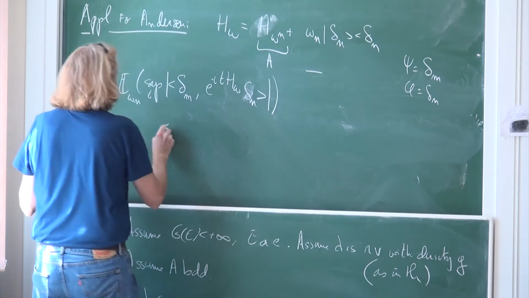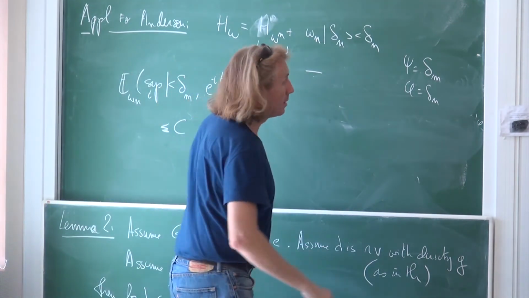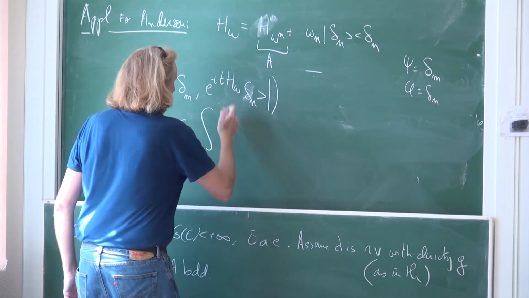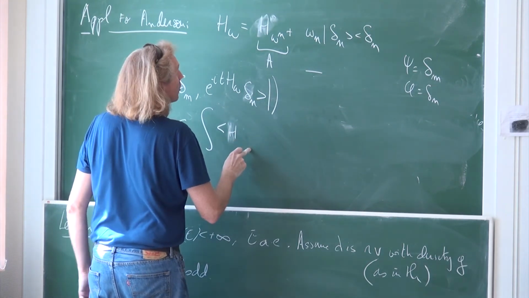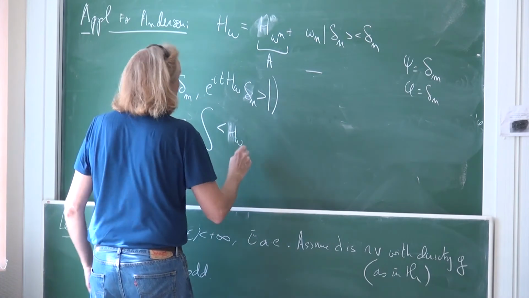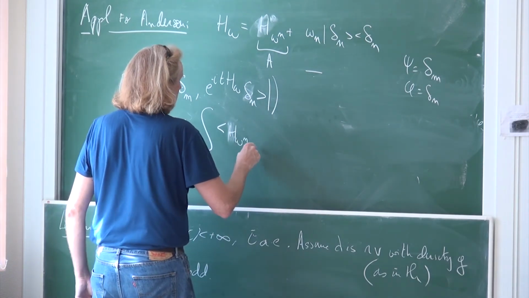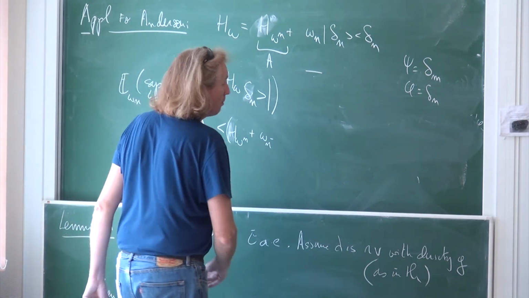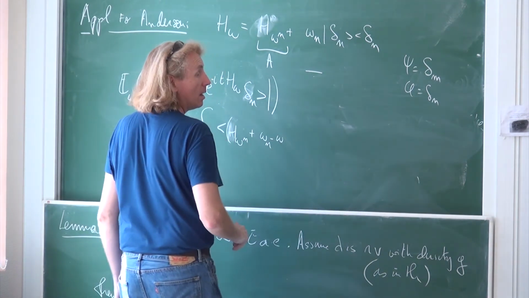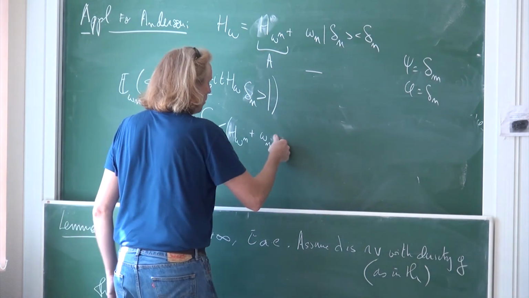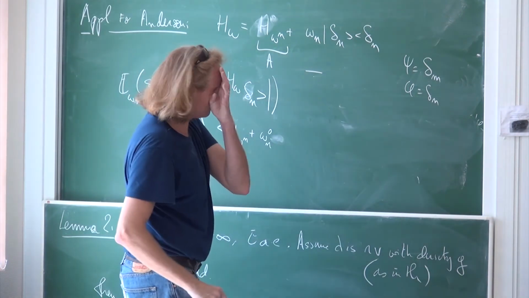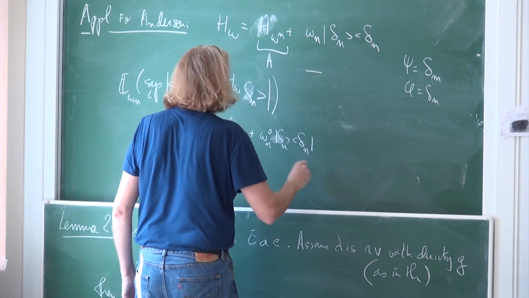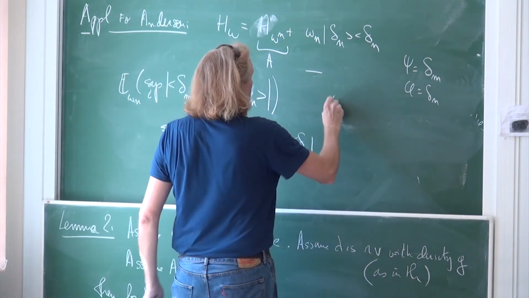This is bounded from above by a constant times the integral over H. So how should I write it? I should write it in the following way. H_ω, I'm going to write it explicitly, plus ω_n, right? Minus, sorry, I'll write it this way. ω_n^0, I need to fix this one, times δ_n, right? Where ω_n^0 now is a fixed number.